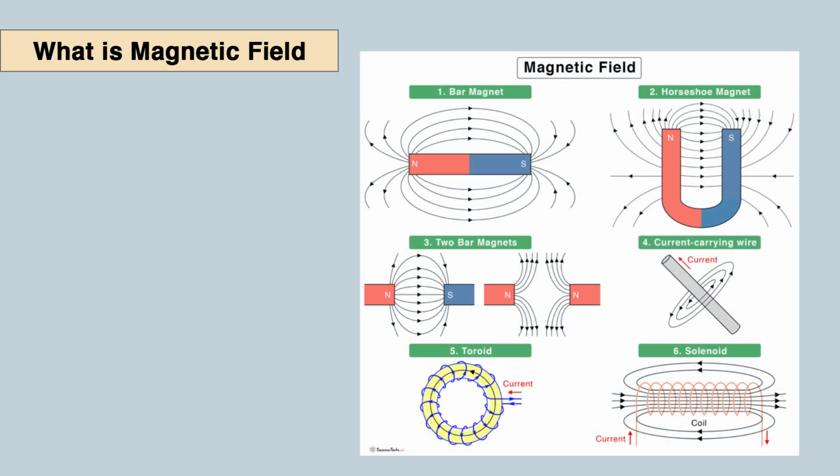What is the magnetic field? A magnetic field is an invisible force field generated by a magnet like a bar magnet, horseshoe magnet, or by moving electric charge like a current carrying wire, toroid, solenoid, spinning electrons and changing electric field. The force due to a magnetic field is called magnetic force. The force can be detected in the presence of a magnetic substance. The magnetic field can exist in air or vacuum.